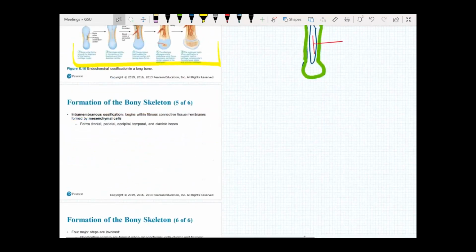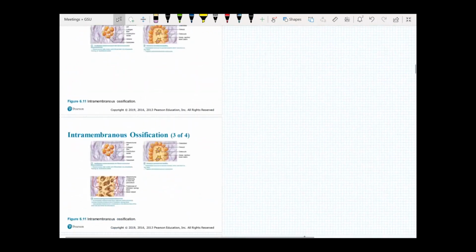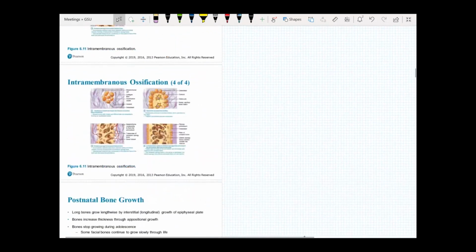Okay, when you actually have the other process, which was intramembranous ossification, remember this was really only going to be for some of the bones of the skull, which are these guys, and your clavicle. So the way this works is we're not going to spend a lot of time on it, this intramembranous ossification, but this is the summary of all of the events right here.